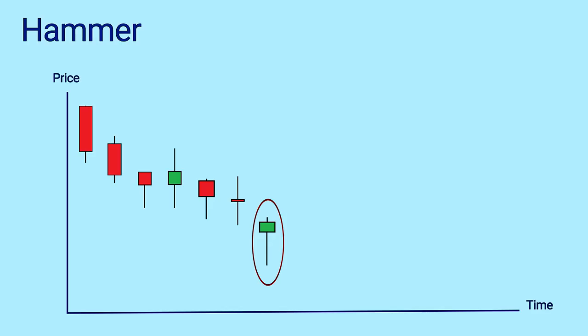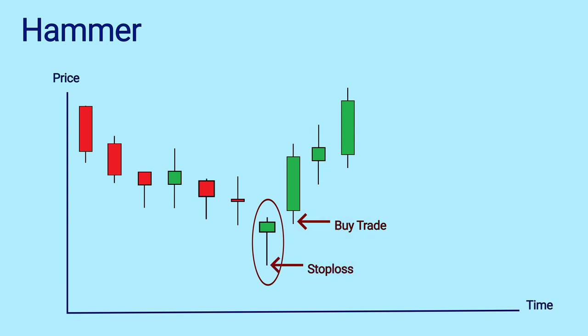Now the confirmation. The confirmation comes if, in the next 2-3 candles, the price moves above the high of the hammer. If the price moves above the high of the hammer, someone can take a buy trade or a long trade with a stop loss below the low of the hammer. Then one should have a trailing stop loss, because one doesn't know how long the reversal, if it is taking place, will last and how much higher the stock can go. So this is about a hammer.